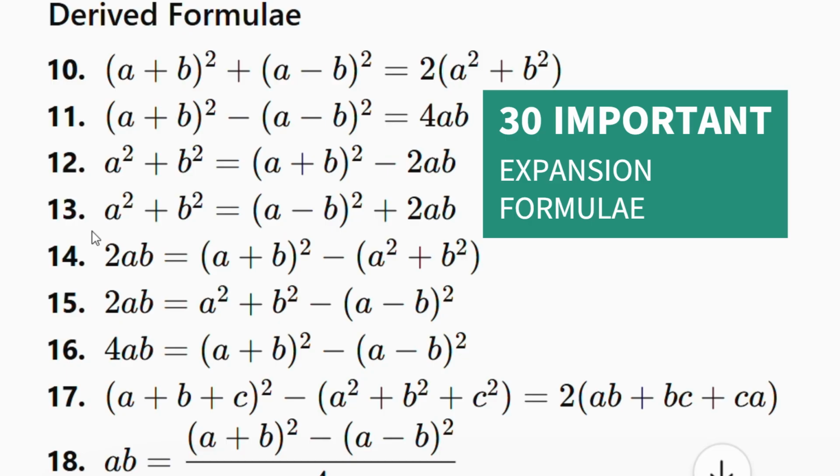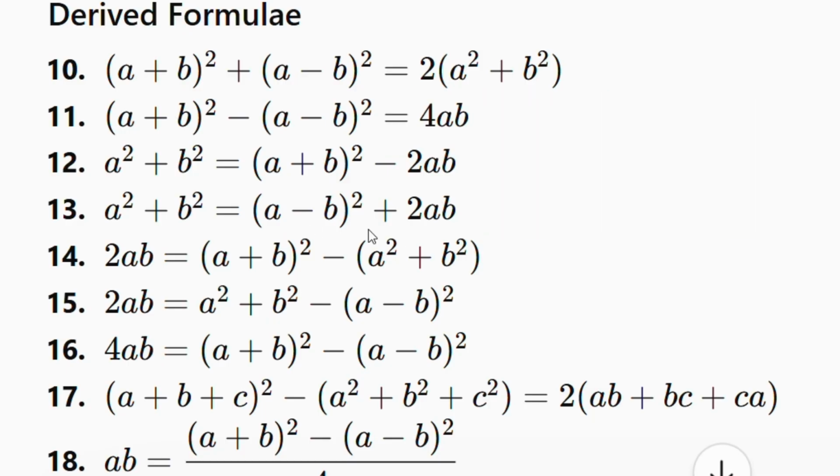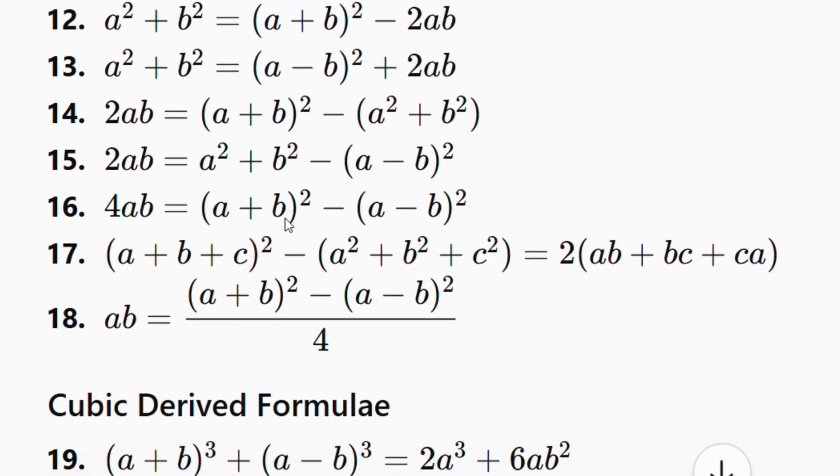a square plus b square equals (a + b) whole square minus 2ab. This is a square plus b square plus 2ab minus 2ab, so this is your a square plus b square. Similarly, a square plus b square equals (a − b) whole square plus 2ab. This is a square plus b square minus 2ab plus 2ab cancelled, so this is only a square plus b square. 2ab: (a + b) whole square minus (a square plus b square) equals 2ab. This is a square plus b square plus 2ab minus a square minus b square cancelled. So this is only 2ab.